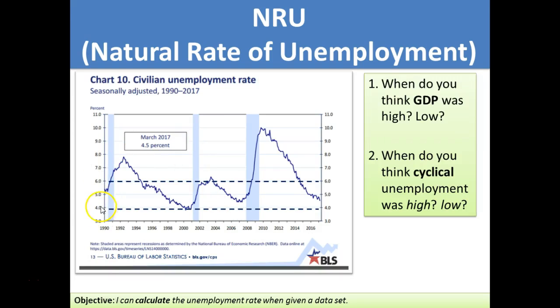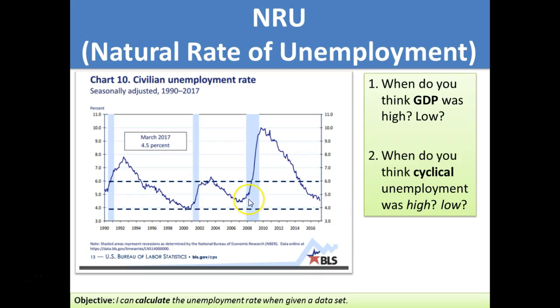So looking at the big picture, where have we been within that 4 to 6% range going back to 1990? We've been roughly between 4 and 6% for most of the time. A couple of times unemployment rose a little bit. That was a result of a recession. And of course, this is the Great Recession that we were just looking at. And since then, we've gone below that 4% to about 3.8% right now.